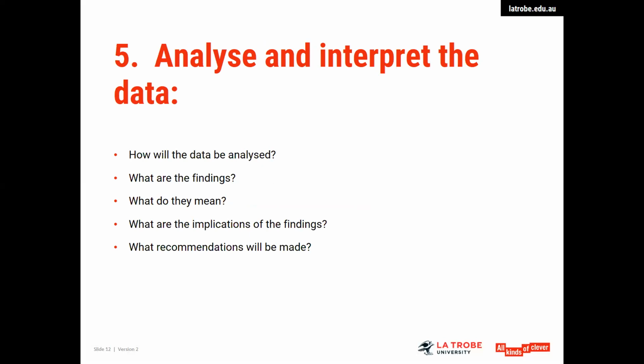The fifth step is to analyse and interpret the data. Again, you need to plan for this. You need to think about how the data is to be analysed, ensuring that the analysis methods are appropriate for the data that you've collected and your overall study design. Then, once you've analysed it, you can think through what the findings are and what they mean, what the implications of these findings are, and what recommendations will be made.